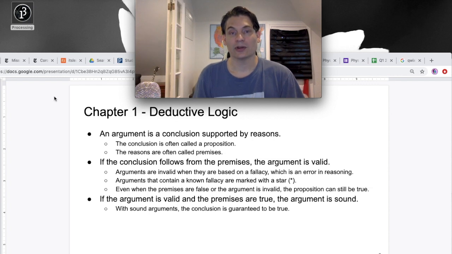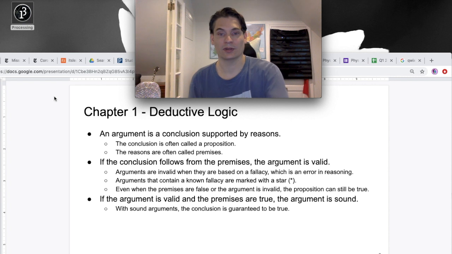So a sound argument is one that is valid and when the premises are actually true. So an argument can be valid but not sound. And that happens when the structure of the argument is good and there's no fallacies involved, but one of the premises turns out to be false. And we'll look at an example of that here in a moment.